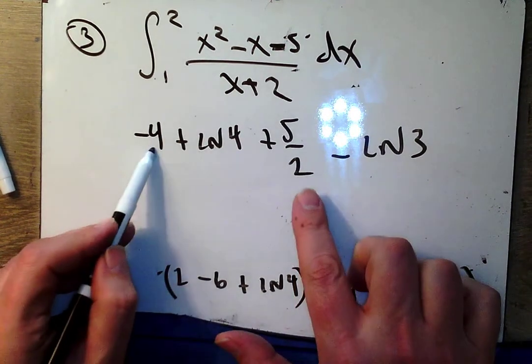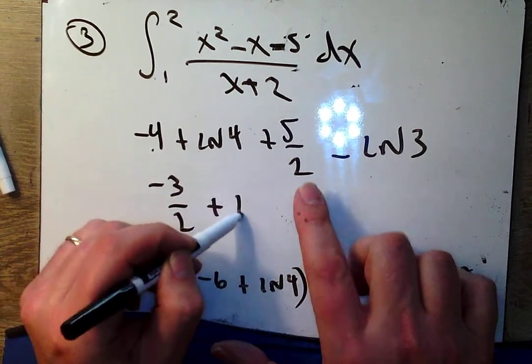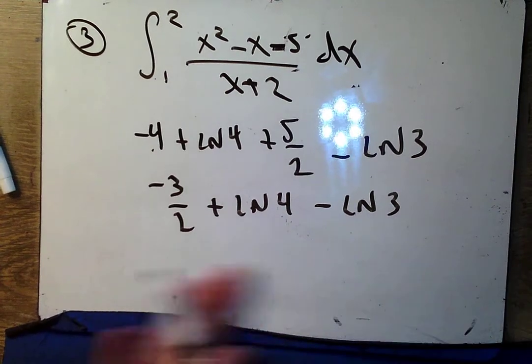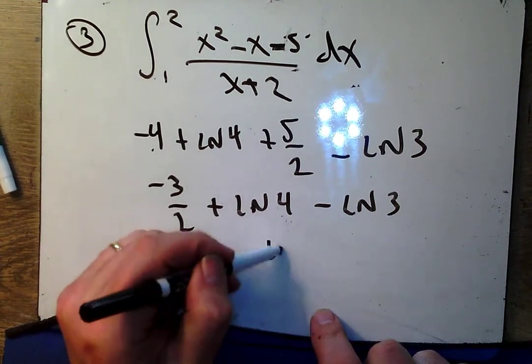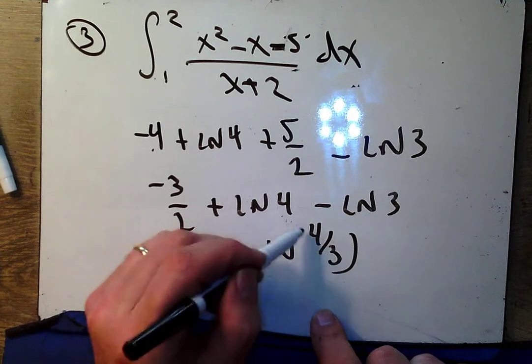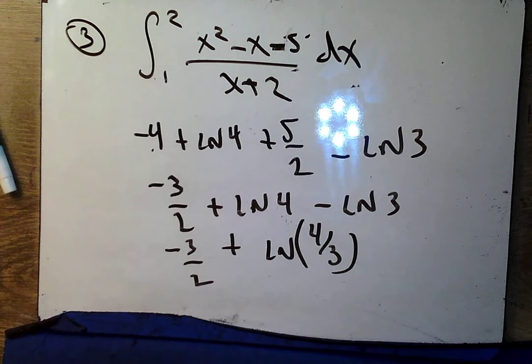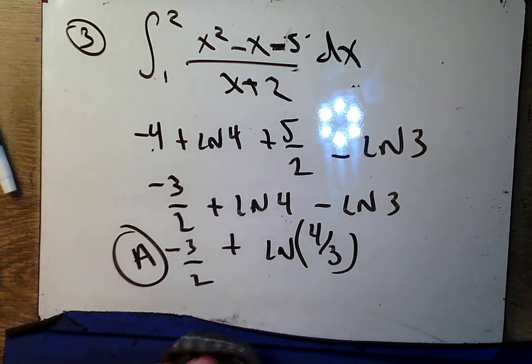Okay, so that's minus 8 plus 5 is minus 3 halves plus ln of 4 minus ln of 3. 2 logs joined with a minus is going to be ln of 4 thirds plus negative 3 halves. Okay, ln of 4 thirds and minus 3 halves, that's choice A, number 3. All right, yay, long division.